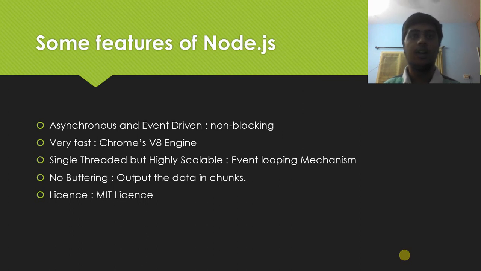It is single-threaded but highly scalable. Node.js uses a single-threaded model with an event looping mechanism. The event mechanism helps the server to respond in a non-blocking way and makes the server highly scalable, as opposed to traditional servers, which create a limited number of threads to handle requests. Node.js uses a single-threaded program, and the same program can provide service to a much larger number of requests than traditional servers like the Apache HTTP server. There is no buffering in Node.js. These applications simply output the data in chunks, and Node.js is released under the MIT license.